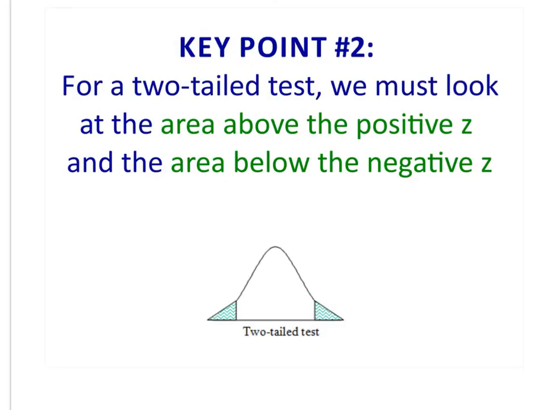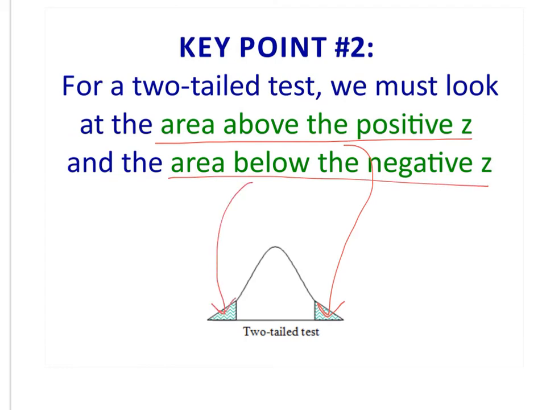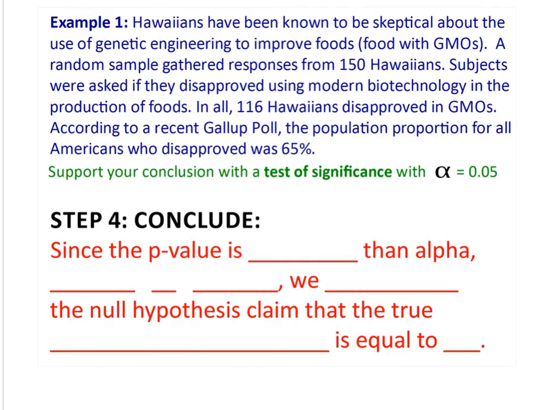So key point number 2, for a two-tailed test, we must look at the area above the positive z and the area below the negative z. And I add these two areas together to get my final p-value. So if I think about my conclusion, it asked me to support my conclusion with an alpha equals 0.05. And this template right here, this is the same template that we've been using in class and in these videos. If you write it like this every single time, you're going to get really comfortable with this, and the more comfortable you get with this, the more likely you are to write the conclusion correct on your test and on the AP exam, which is the ultimate goal.